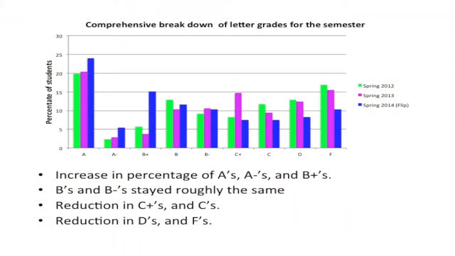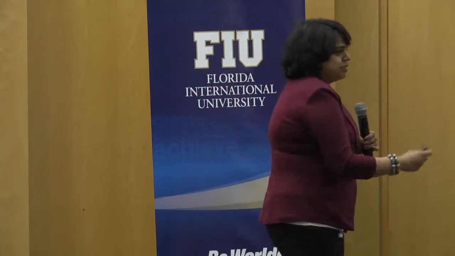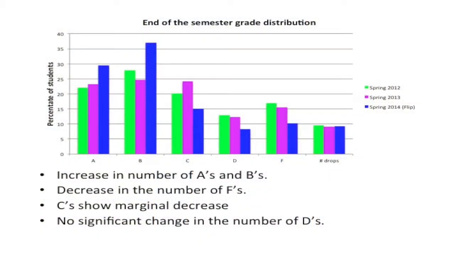And then this is a comprehensive breakdown of letter grades. You can see number of A's are up, A minuses are up, B pluses are zooming, B's are almost the same, B minuses are almost the same, and there was a decrease in the number of C pluses, C's, D's, and F's. So an increase in A's and B's, and a decrease in C's, D's, and F's.